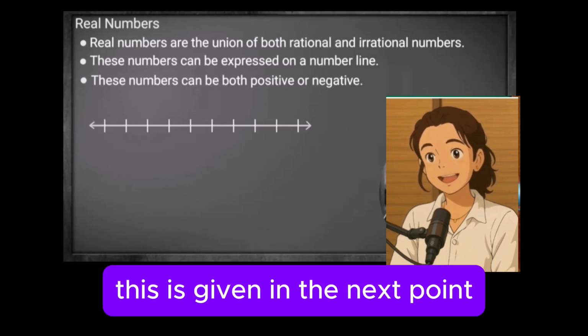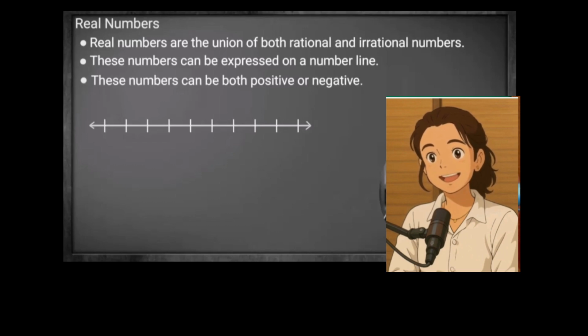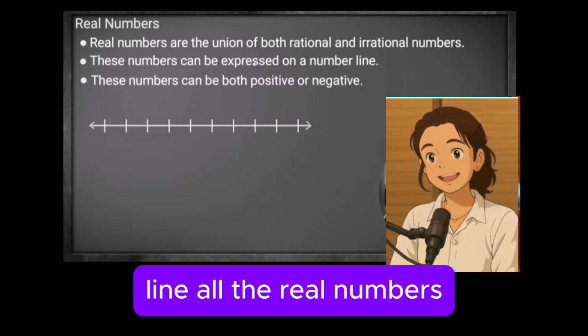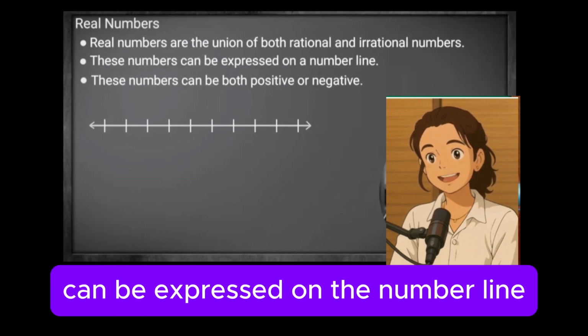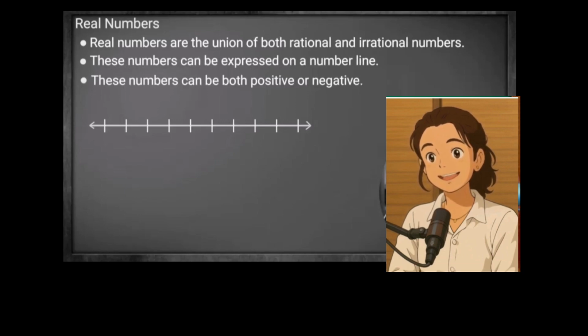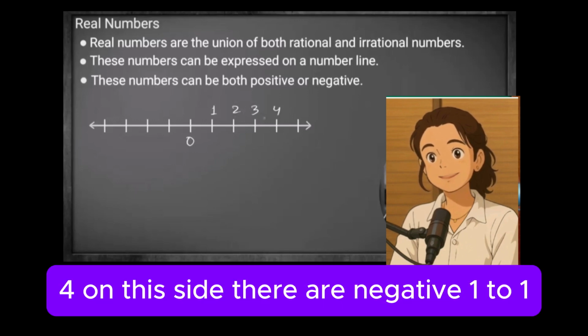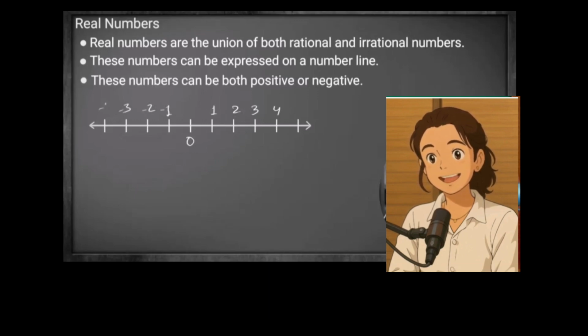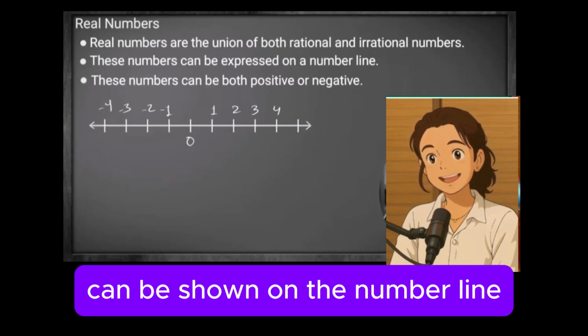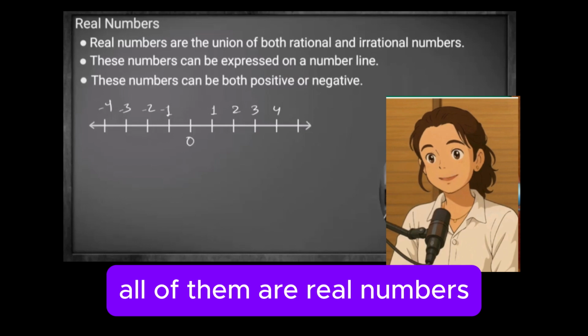This is given in the next point. These numbers can be expressed on a number line. All the real numbers can be expressed on the number line. Like this, we have a number line. On it there is 0. Apart from that, on this side there is 1, 2, 3, 4. On this side there are -1, -2, -3 numbers. These can be represented, can be shown on the number line. All of them are real numbers.